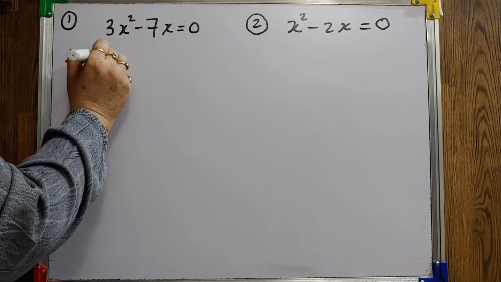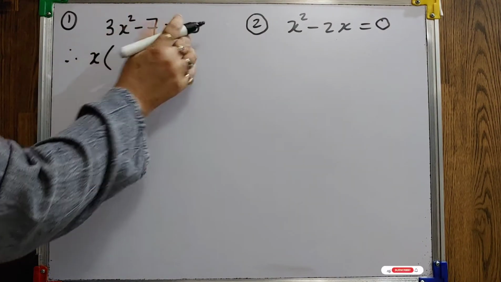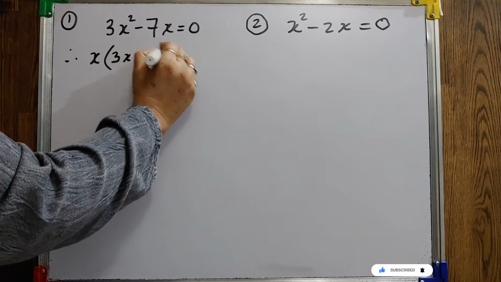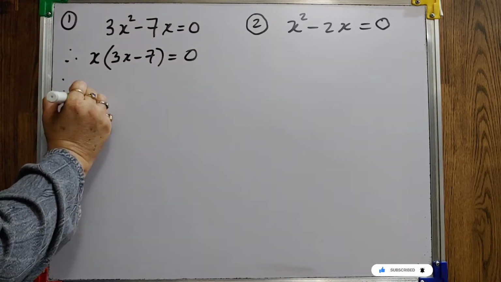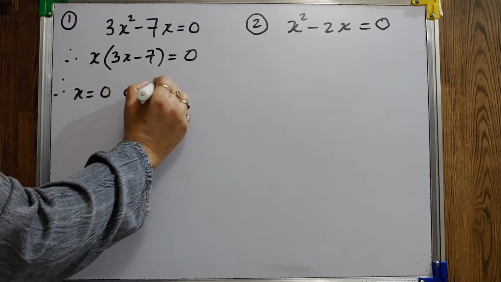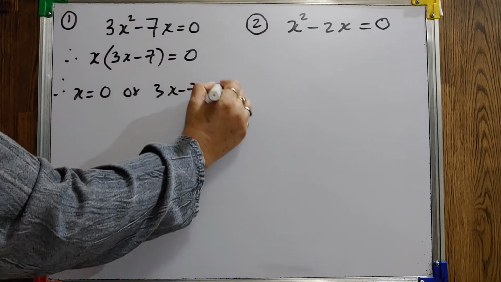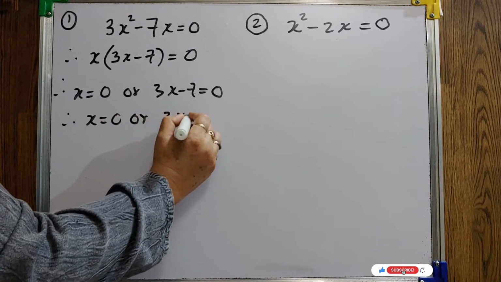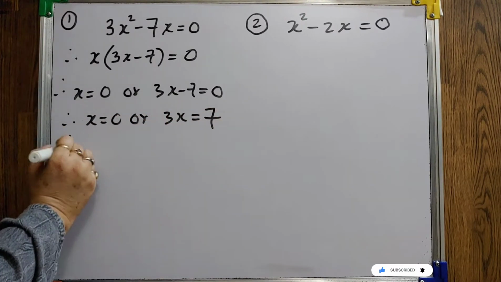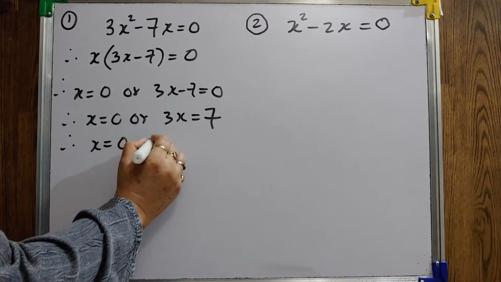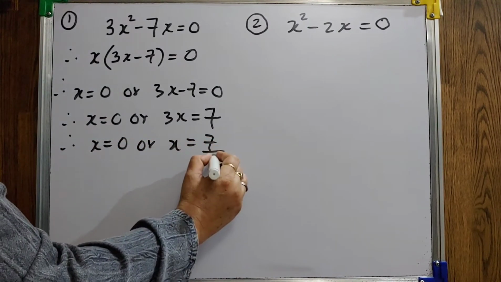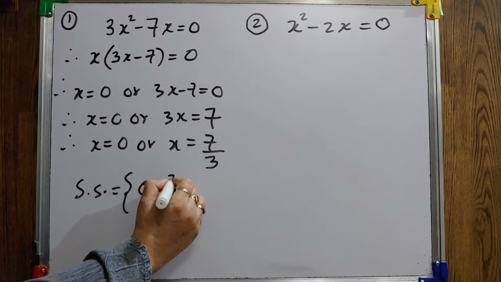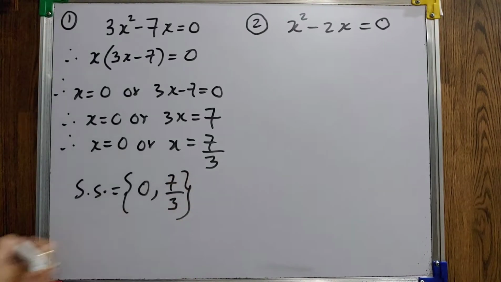How to solve? Take x common. When you take x common from this binomial, you will get 3x minus 7 inside the bracket. Then your either x is 0 or this 3x minus 7 is 0. So, x is 0 or your 3x equals to 7. X is 0 or your x is 7 by 3. So, your solution set will be 0 and 7 by 3.